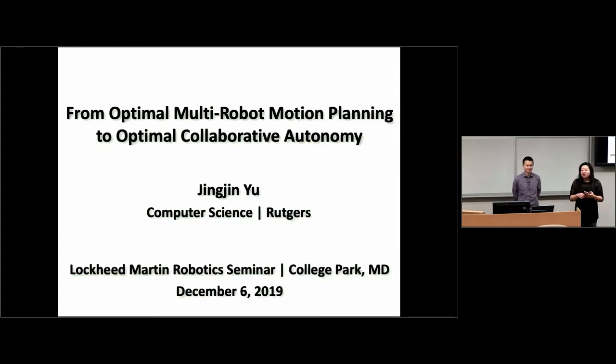Today I want to introduce Dr. Jingjin Yu. He is an assistant professor in computer science at Rutgers. He got his Bachelor of Science at the University of Science and Technology in China, and then he received his Master's of Science in Computer Science and his PhD in Electrical Engineering at Illinois. And he briefly did a stint as a postdoc at MIT, and his work now deals with optimal multi-robot motion planning, and I will let him talk about it.